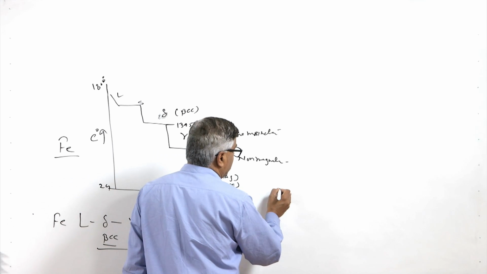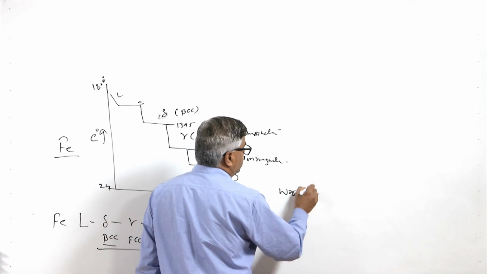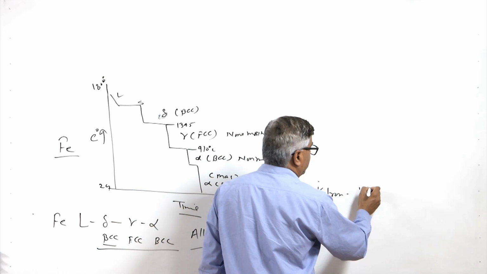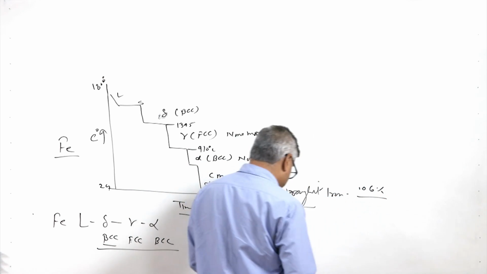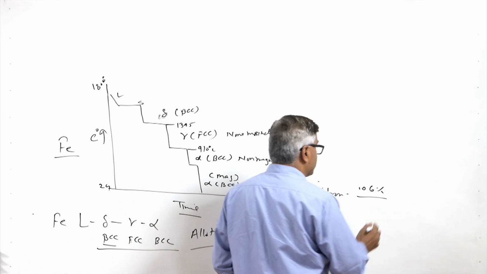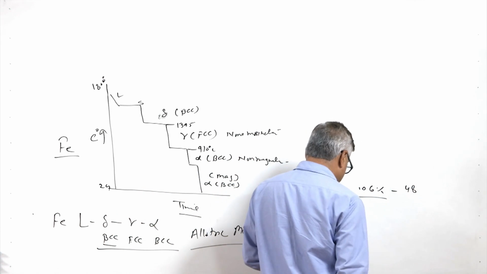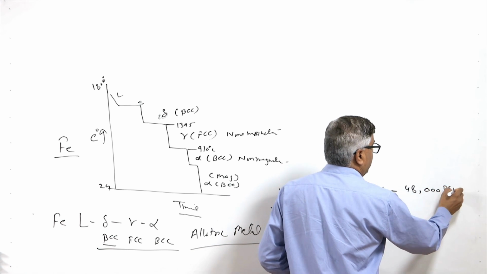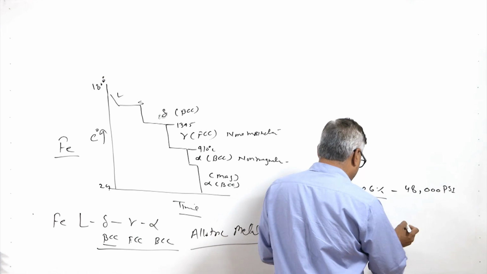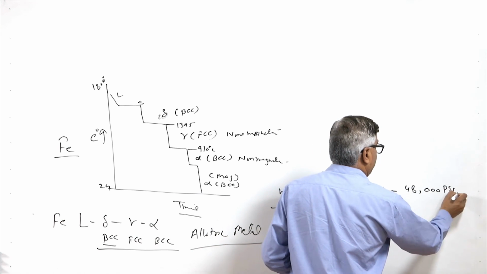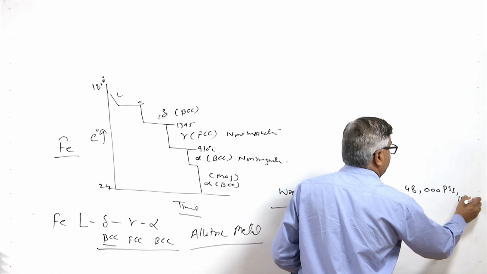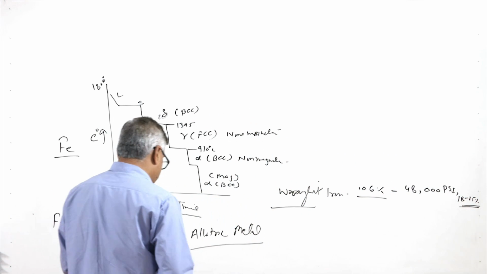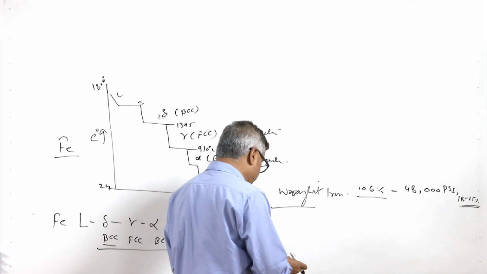Commercially, pure iron is mostly used in the form of wrought iron, which has a carbon content of about 0.06%, whereas the maximum strength that it offers is 48,000 psi, while the elongation which it offers is in the range of 18 to 25%. This is the ductility, or percentage elongation, which wrought iron offers.